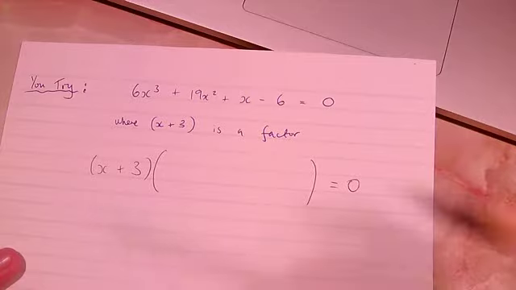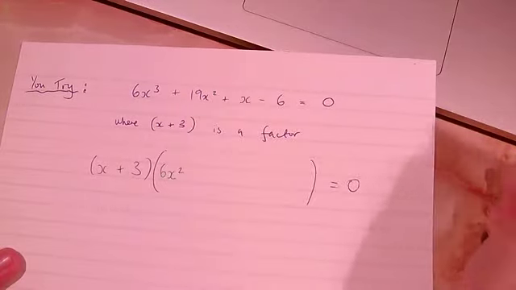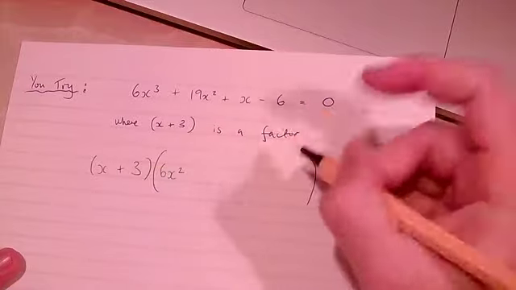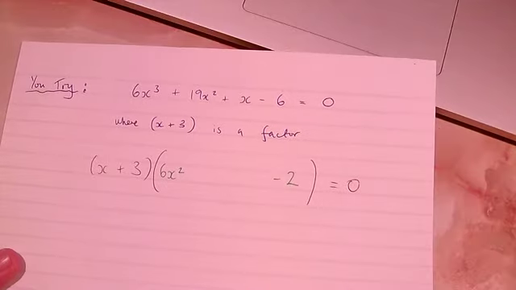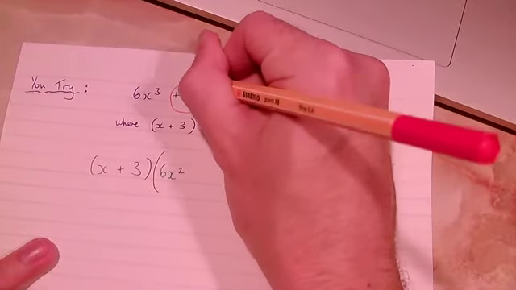x times what makes 6x cubed? Well, that's just going to be 6x squared. And then 3 times what makes minus 6 at the end here? Well, that's got to be minus 2. So, getting the x squareds the same, again, I like to just work out on the x squareds. So I'm going to make this guy the same.